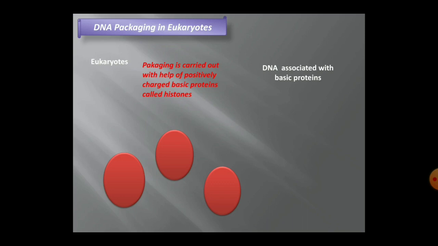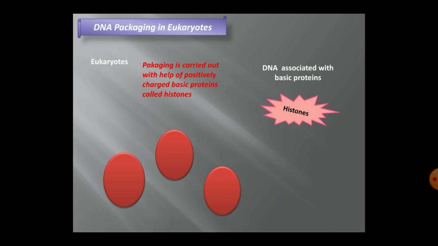And you already studied in first year, there are 3 types of proteins: acidic proteins, basic proteins, and neutral proteins. Acidic proteins are made up of more acidic amino acids. Basic proteins are made up of basic amino acids, whereas neutral proteins have an equal number of acidic and basic amino acids. I'll not discuss those amino acids in detail. In eukaryotes, packaging takes place with the help of basic proteins, and those basic proteins are called histones. The basic proteins are positively charged.